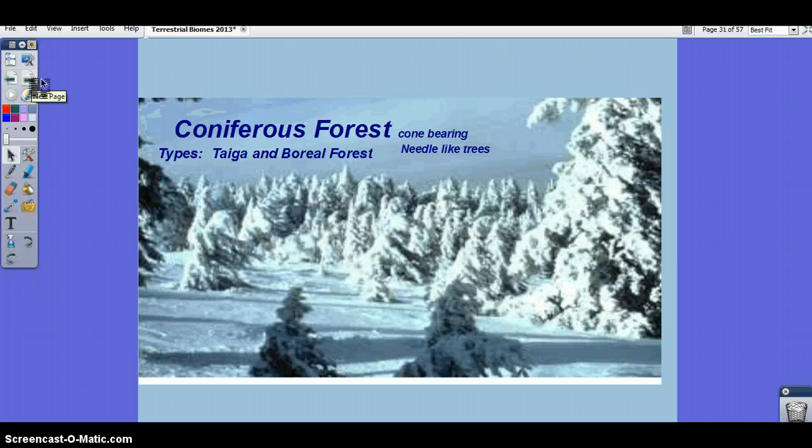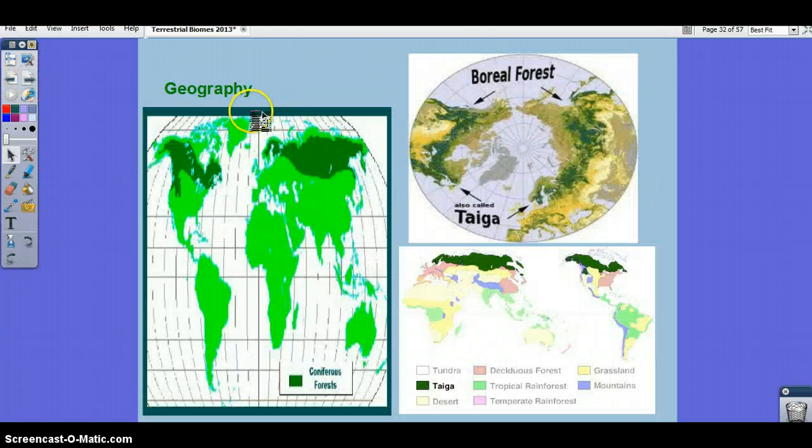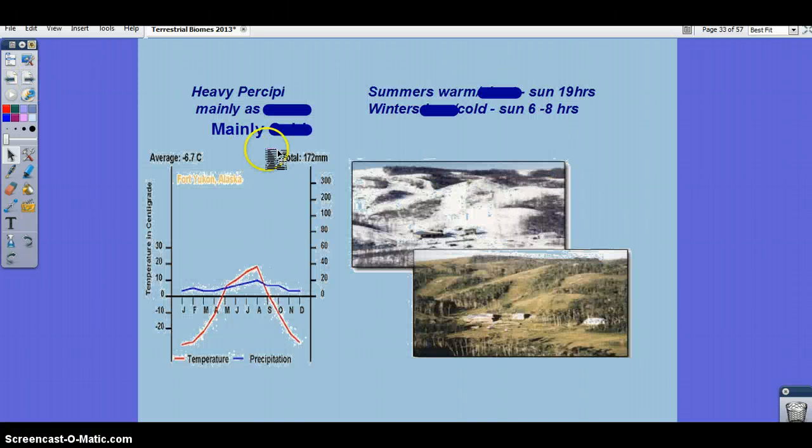Coniferous forests can also be referenced as taiga or boreal forests. These are forests that have trees that are cone-bearing or needle-like. Here's just a sample of areas where you can find coniferous forests. Coniferous forests have heavy precipitation, but it mainly comes down as snow because the biome is very cold. Summers are warm, but they are short, and the sun will last 19 hours. Winters are actually long, and that's the primary season of this biome, and the sun lasts 6 to 8 hours.